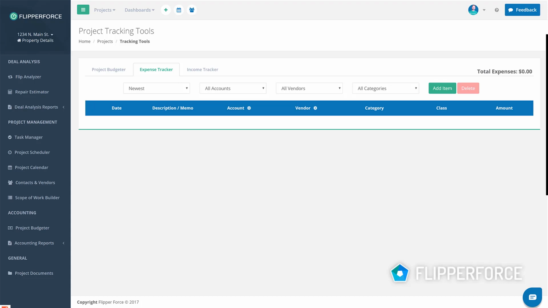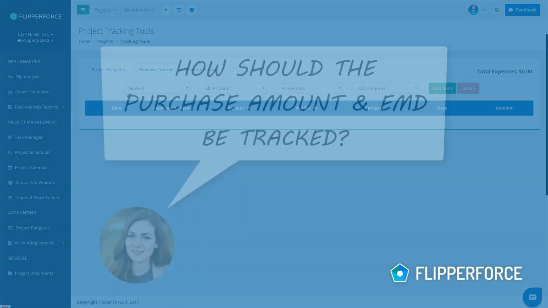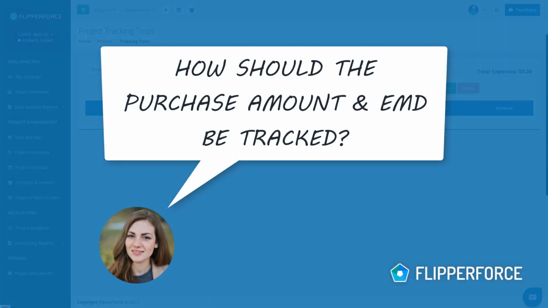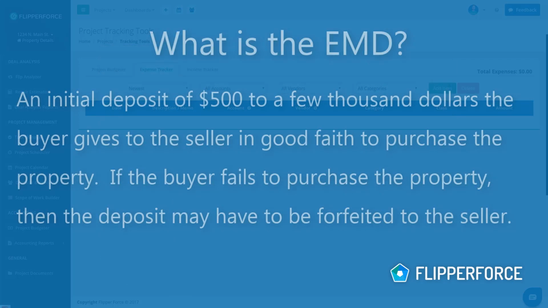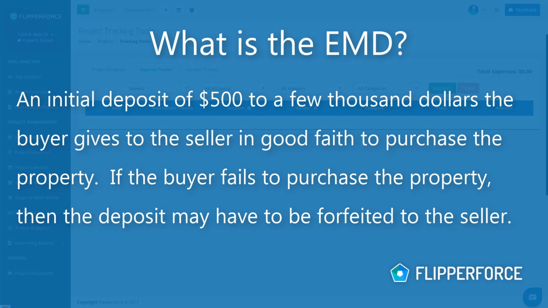One question that is asked quite often is how should the purchase amount in the earnest money deposit be tracked and recorded in the expense tracker? So the earnest money deposit is just a deposit of usually around $500 to a few thousand dollars that the buyer gives to the seller up front when they make an offer for a property.